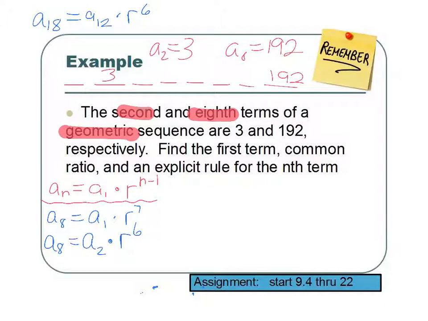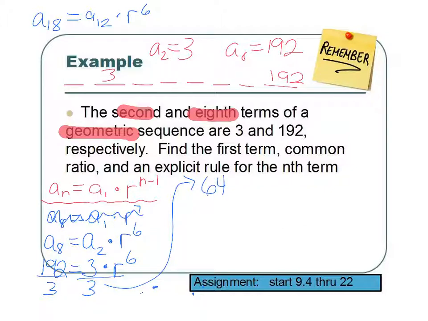Now, I don't have to do anything else with this. This one's not helpful to me because I don't know the first term. This one is, because I know these things. The 8th term is 192. The second term is 3. Now I don't know r, but it's to the 6th power, and I bet I could find that. So let's divide by 3. 192 divided by 3 is 64, so 64 equals r to the 6th power. Take the 6th root of both sides, and the 6th root of 64 is 2.